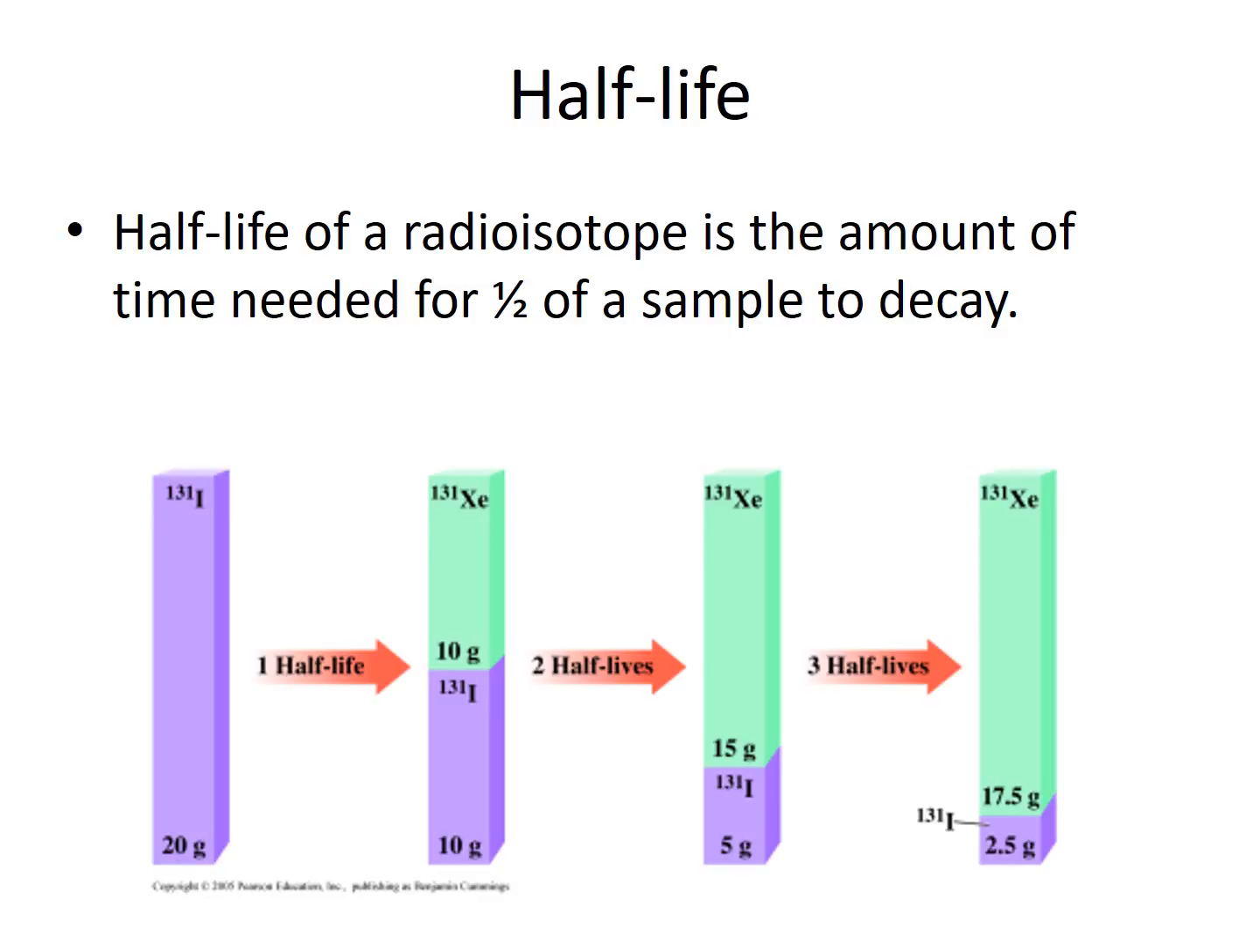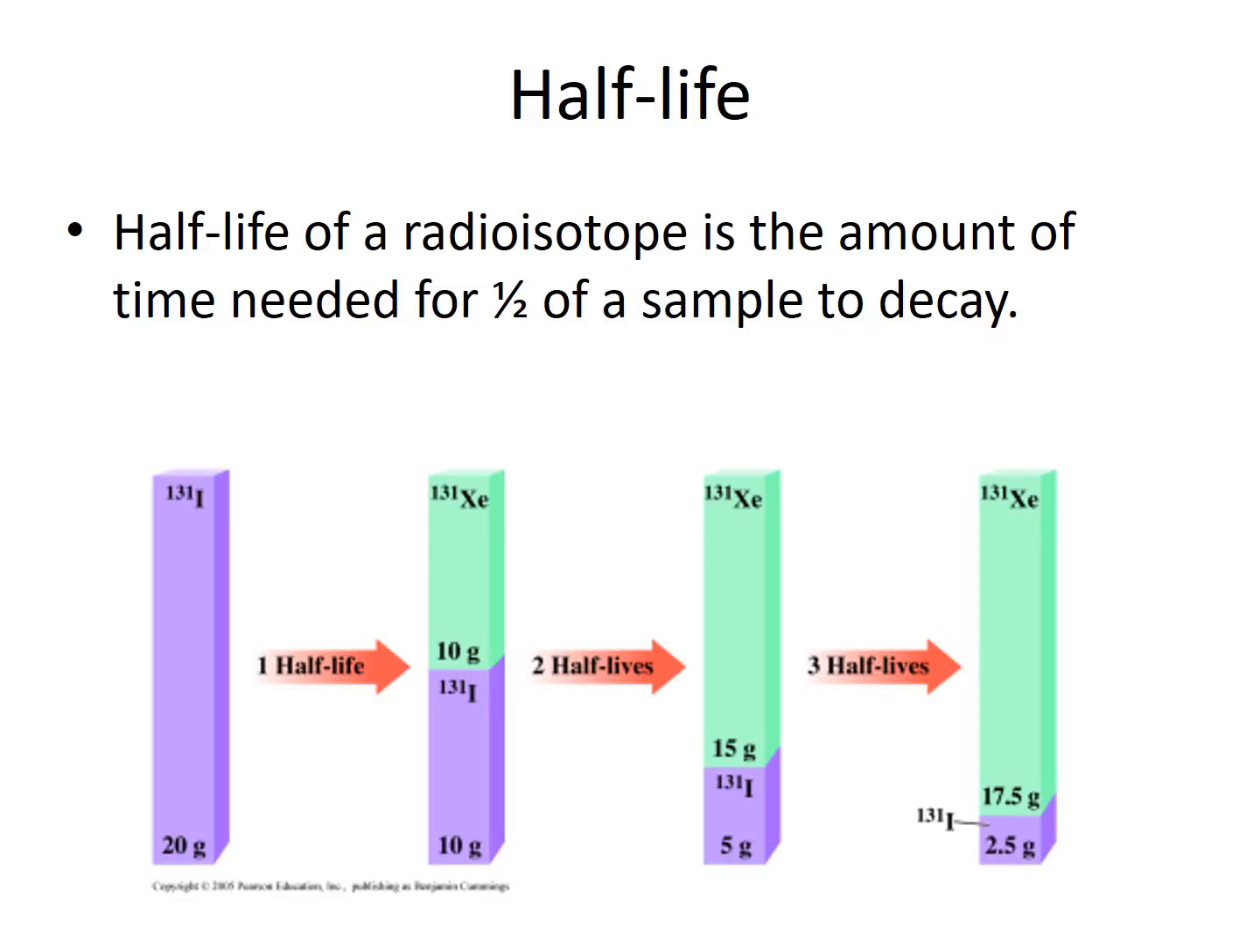After two half-lives, you'd be down to 5 grams. The 10 would cut in half to 5, and the xenon would increase to 15. After 3 half-lives, you'd be down to 2.5 grams of iodine-131 and 17.5 grams of xenon-131.